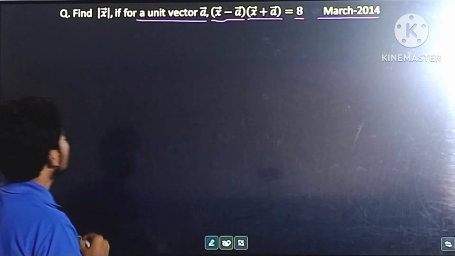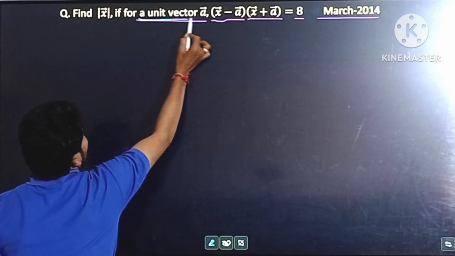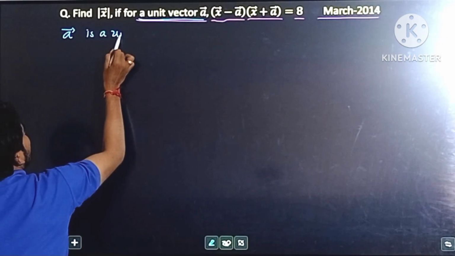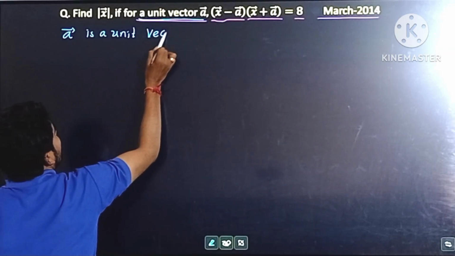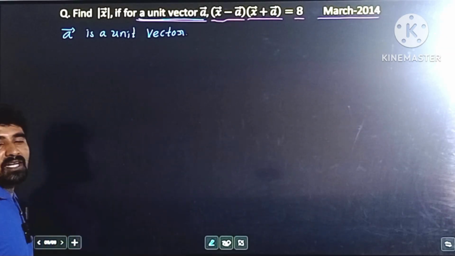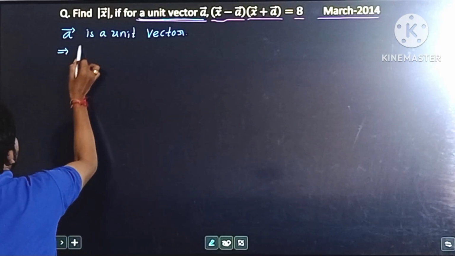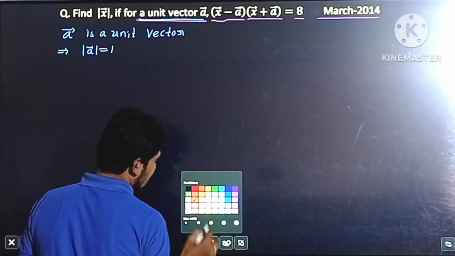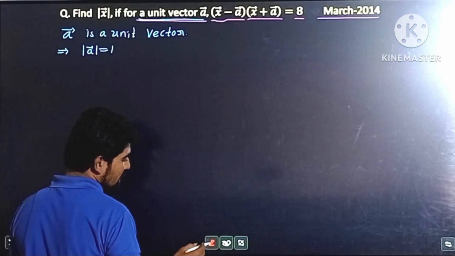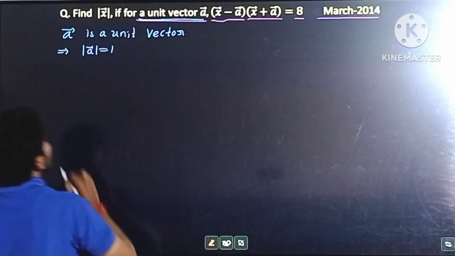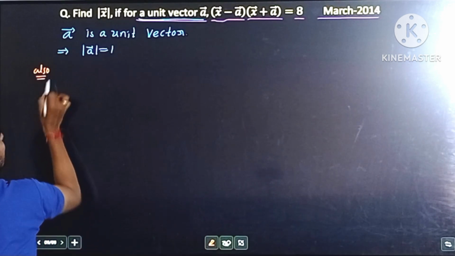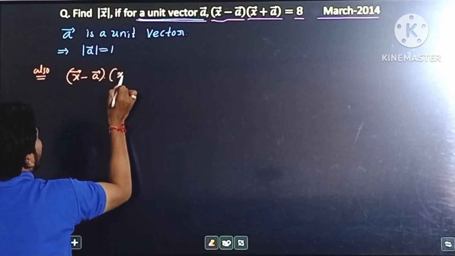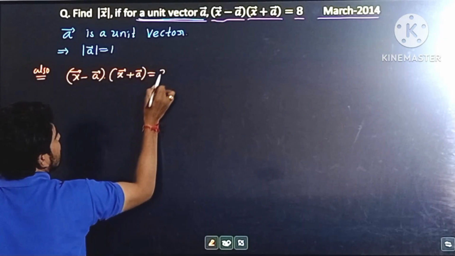See here, in this question he has given that a vector is a unit vector. We know that unit vector means its magnitude is equal to 1. So the magnitude of the a vector is equal to 1. Also he has given that (x vector minus a vector) dot (x vector plus a vector) is equal to 8.